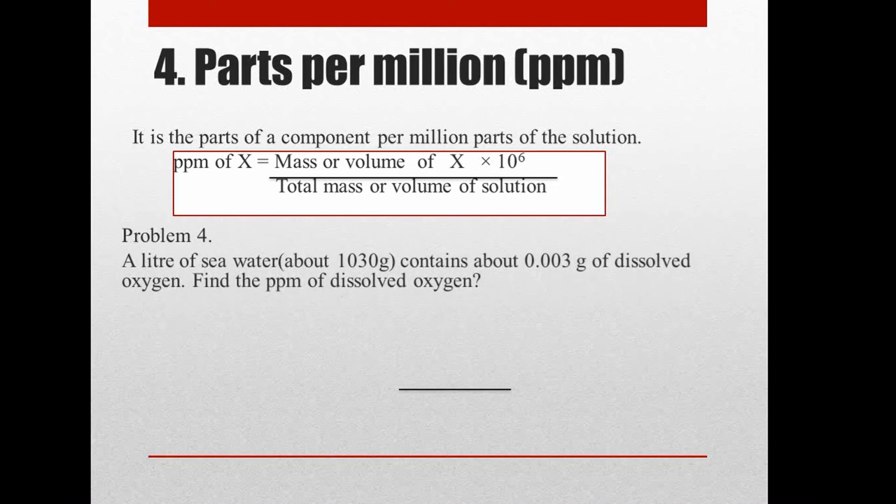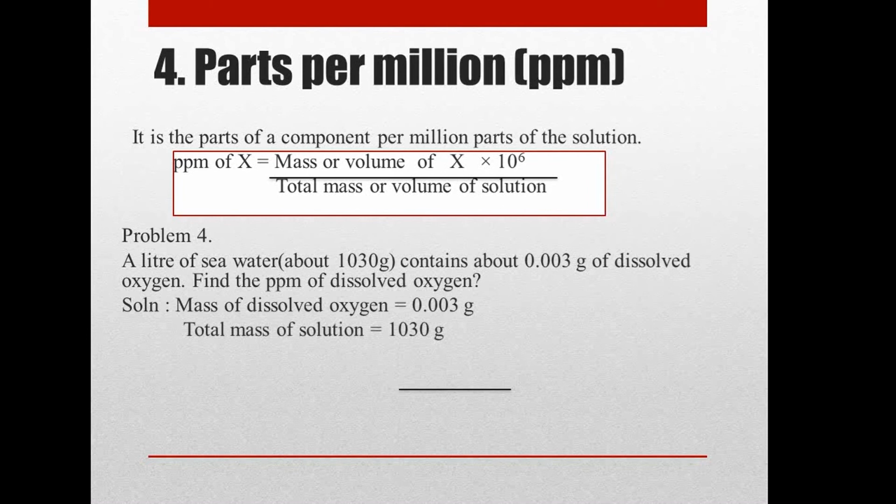So look at this problem. This problem says a liter of sea water, about 1030 gram, contains about 0.003 gram of dissolved oxygen. Find the ppm of dissolved oxygen. So you have to find the parts per million of the component, that is out here oxygen. So here the mass of the dissolved oxygen has been given, 0.003 gram, and the total mass of the solution is given as 1030 gram.